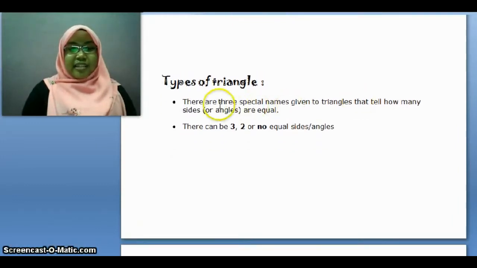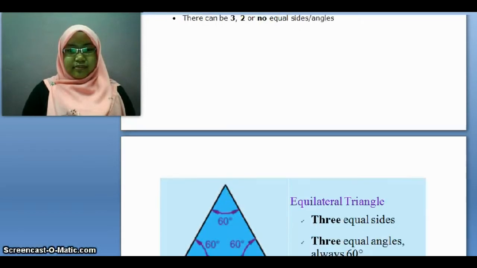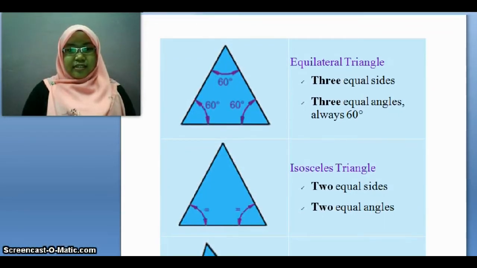There are many types of triangle. There are three special names given to triangle that tell how many sides or angles are equal. They can be 3, 2, or no equal sides or angles. First, equilateral triangle.